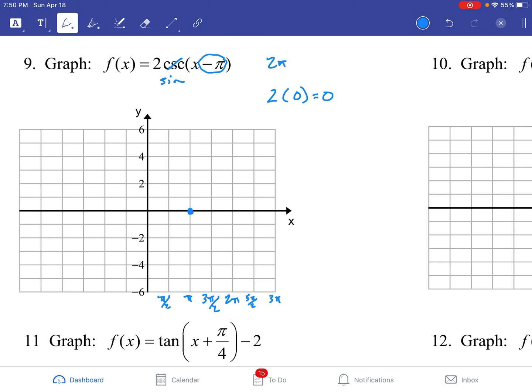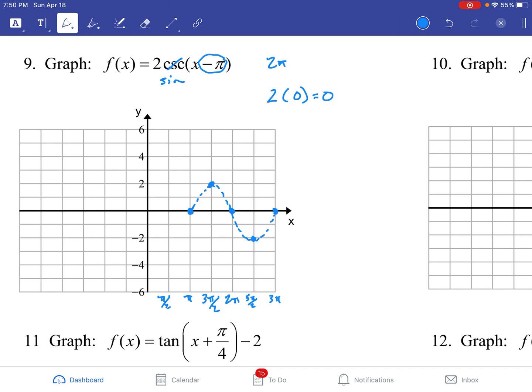All right. We use the amplitude to graph the rest. So we're going to go up by 2, down by 2, down by 2, and up by 2. That is the pattern for a sine function. But we're going to make this a dashed line. It's not really graphing sine, we're graphing cosecant.